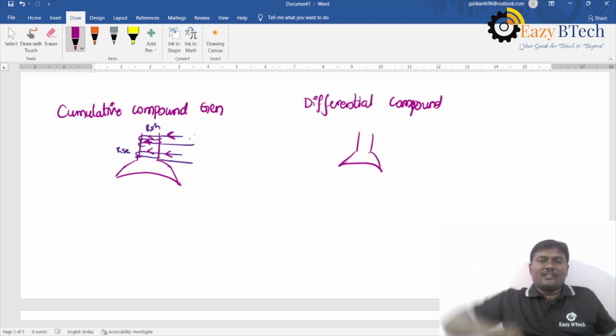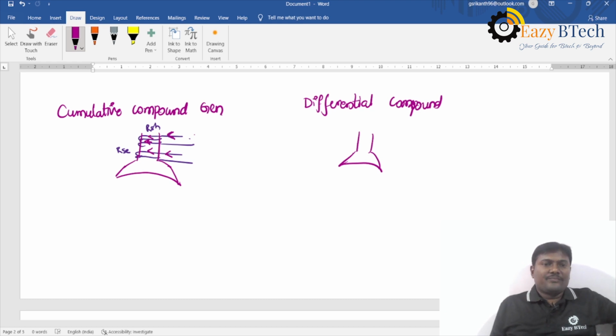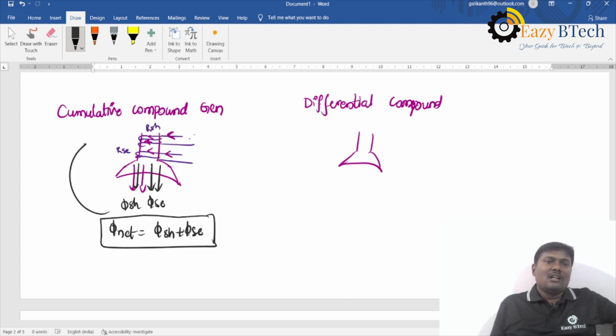If you apply the right hand grip rule, the flux produced by the shunt field winding is downwards, and the flux produced by the series field winding is also downwards. This is phi sh and this one is phi sc. The net flux will be phi sh plus phi sc. Then this type of connection is called a cumulative connection. Here also I am drawing the winding. So this is the sense of winding. Generally shunt field winding turns are more, but here I am drawing fewer.